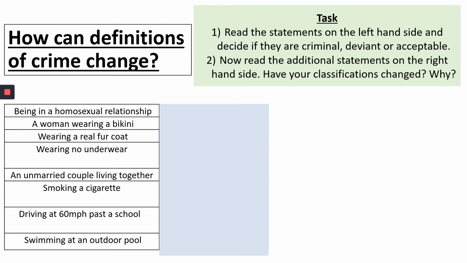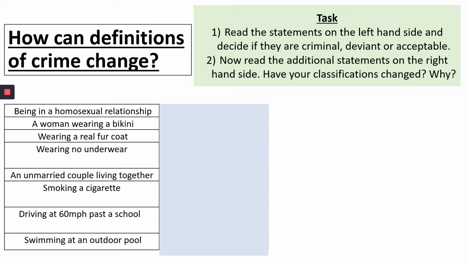So how can definitions of crime change or definitions of deviance change? So looking at the left-hand side, you can see some statements. Think about whether these acts are criminal, deviant, or if they're actually acceptable. So let's pick one out. So wearing a real fur coat, arguably we would say in the UK this is considered to be deviant. It's not illegal, so it's not a crime, but most people tend to agree now that wearing real fur isn't acceptable.